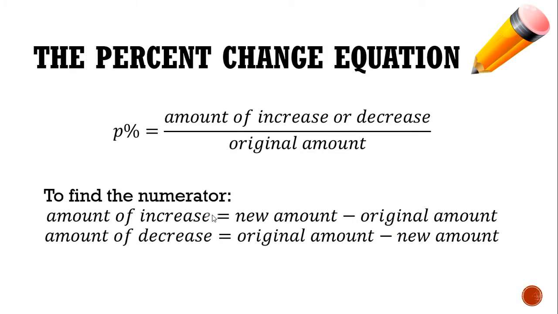So this percent change equation, now remember, whenever I have a pencil like this, that means you need to write this down. This is going to be your best friend for this section. This is amount of increase or decrease over original amount. To find our numerator, if we know it's an increase, we're going to do the new amount minus the original amount. But if it's an amount of decrease, we're going to want to do original minus new. We're going to have to figure out which one is which. Usually it's big number minus small number, but we'll take a look at them. Make sure this gets down into your notes.